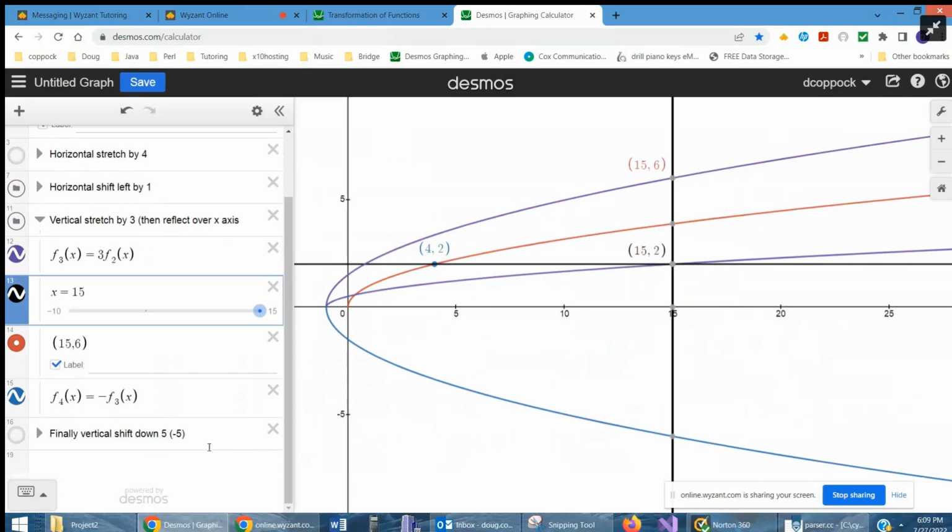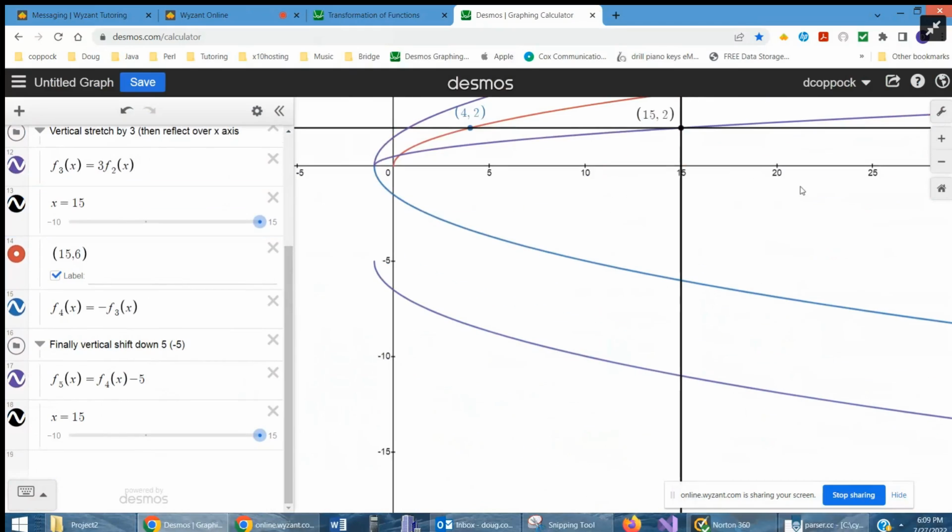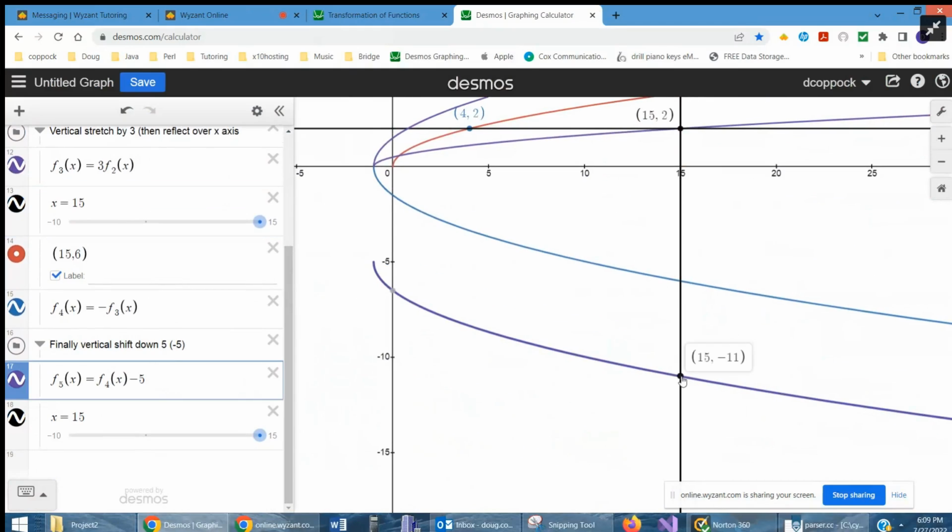Finally, we're going to do a vertical shift down by 5. And that just means we have a minus 5, quote, outside the parentheses. There it is, way down here. (15, -6) became (15, -11), down by 5. So the point (4, 2) under these transformations becomes (15, -11).